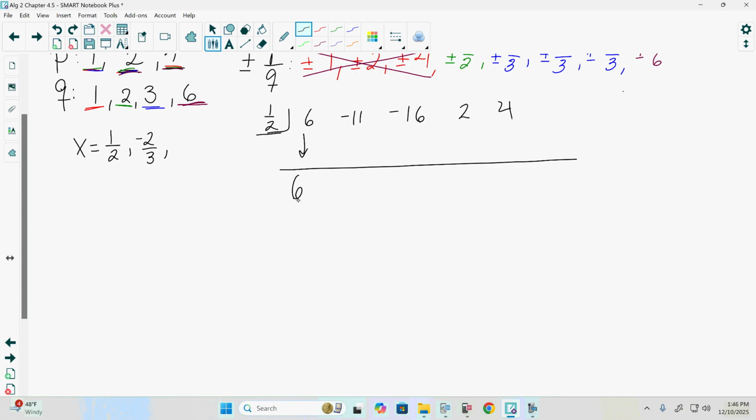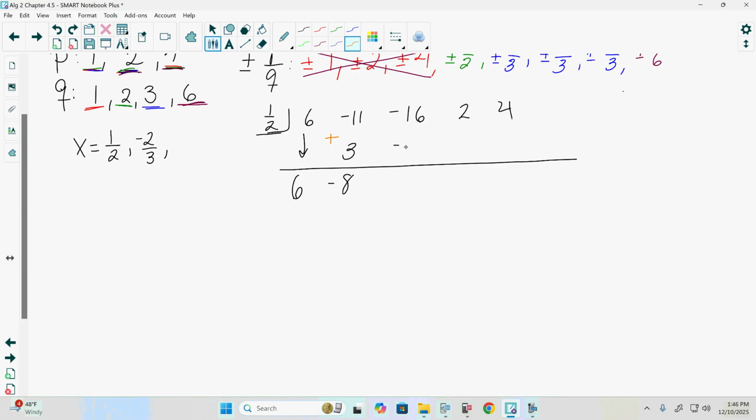Now our 1/2 times 6 is going to be 3. Positive 1/2 times positive 6 is positive 3. We put it above the line, below our negative 11. Then we're going to add our negative 11 and 3. Negative 11 plus 3 is going to give us negative 8.